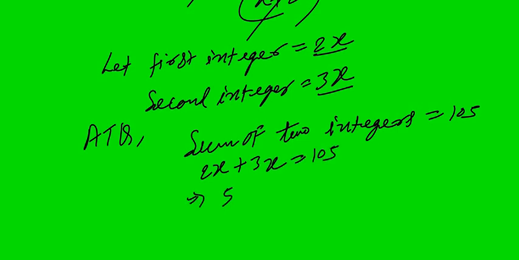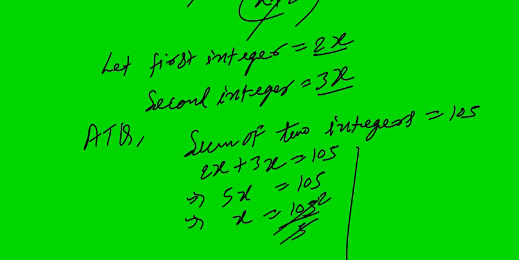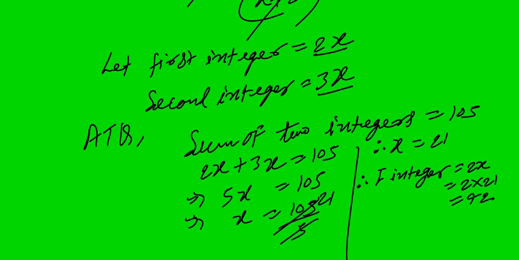So it will come 5x is equal to 105. So x is equal to 105 divided by 5, which cancels with 21. So finally we will get x is equal to 21. Therefore we will find out the integers. So the first integer is 2x, that is 2 into 21, that is 42.